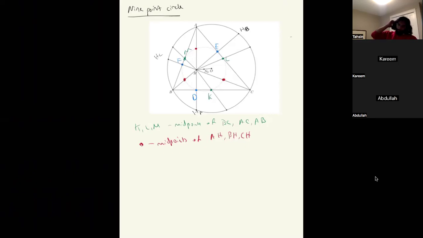Actually, no. The thing is, consider this guy, right? Consider a dilation centered at H with factor 2. This is the key idea.